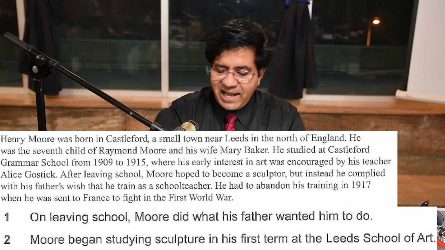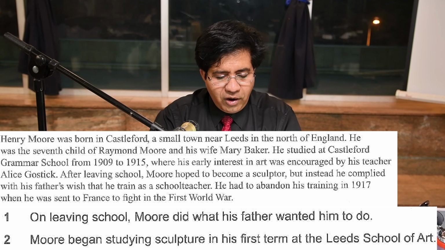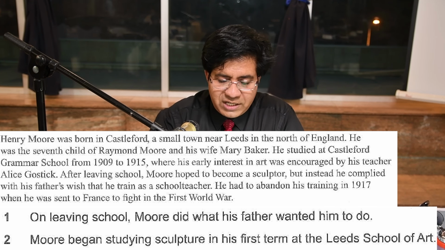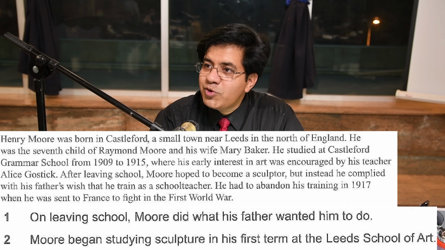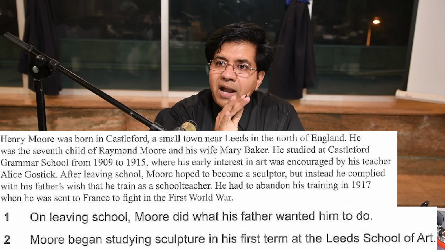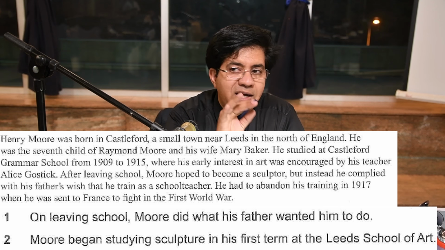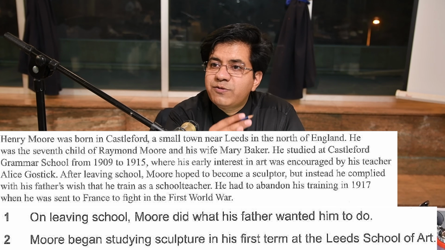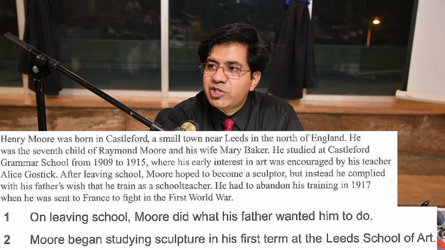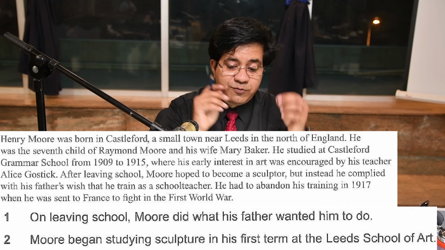Now go back and match this sentence. On leaving school, Moore did what his father wanted him to do. True, right? He complied. He wished to become a sculptor, but he complied with his father's wish and he became a school teacher. So the answer is true. On your answer sheet, yes, one more thing.